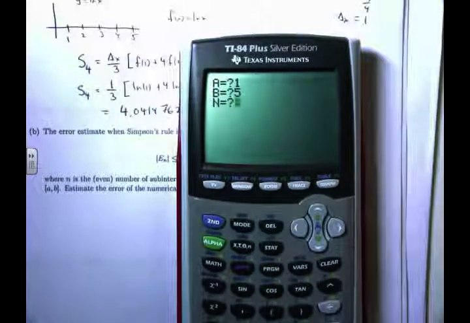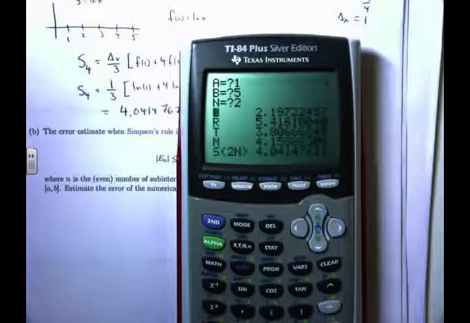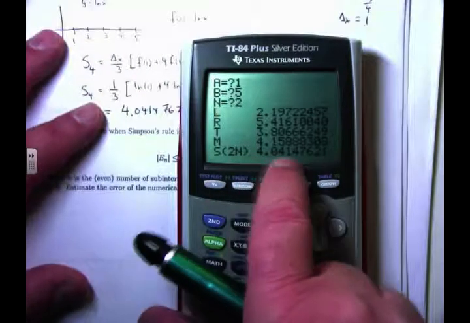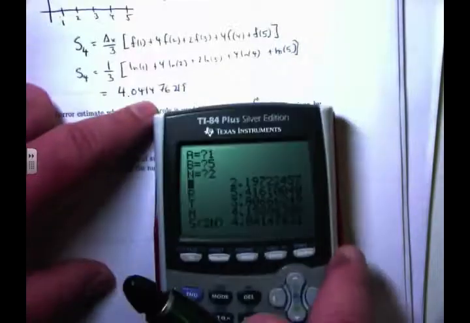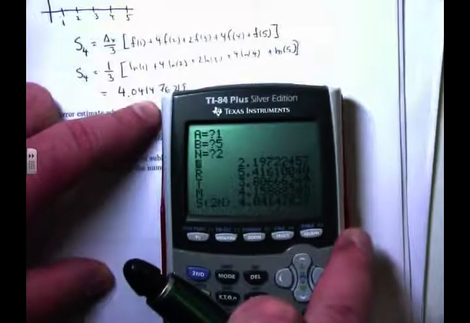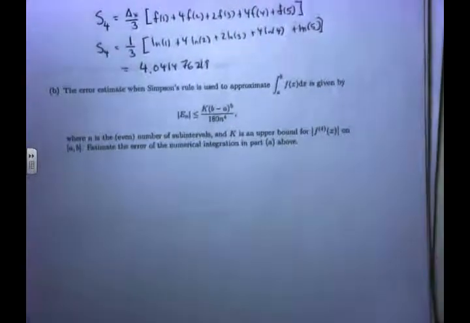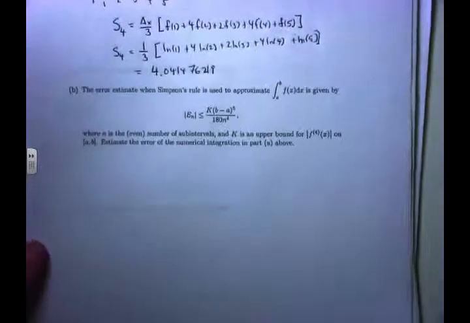So if I want an N equals 4, what do I got to type into my calculator to get an N equals 4 for Simpson's rule? I got to type in a 2 because the Simpson's rule program doubles it. So I double check it, and there's my Simpson's rule for 2N, and I got 4.04147, which is exactly what I got down here. So I am very happy with my answer. So I know I'm going to get full credit for this part. Use your program. I mean, because careless error killed on this exam. We'll talk about statistical results in a minute.